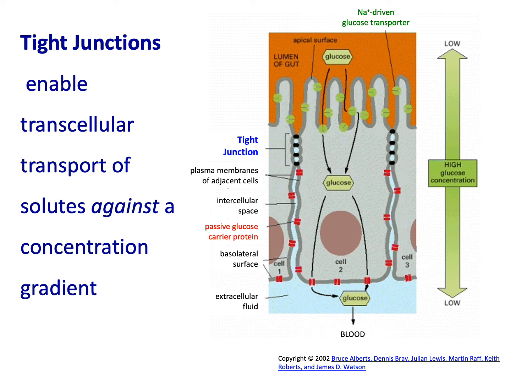Tight junctions prevent the energy-driven glucose transporter or the carrier protein from moving from one area of the cell to the other. And in addition, they prevent any back leak of glucose from the extracellular fluid leaking back into the gut.